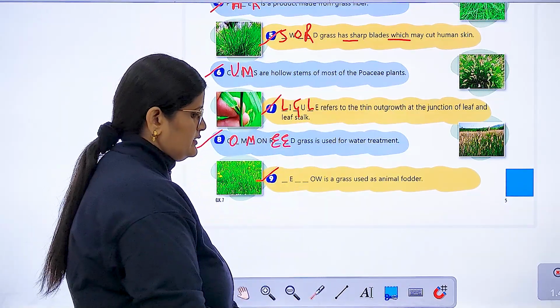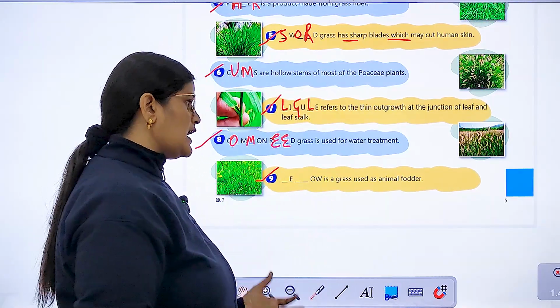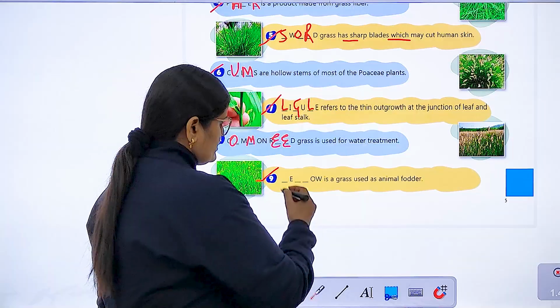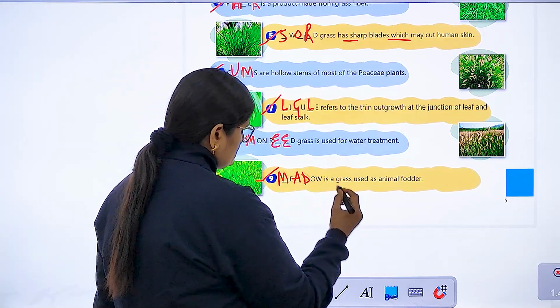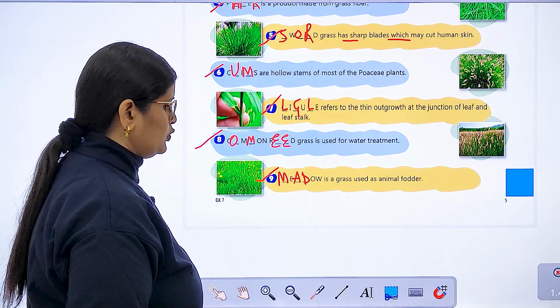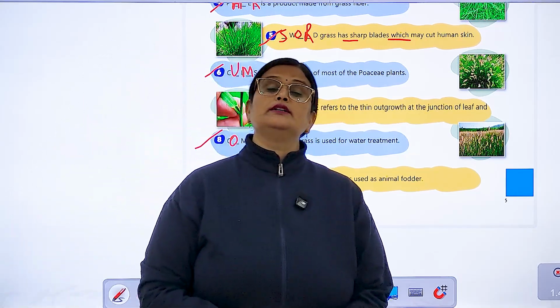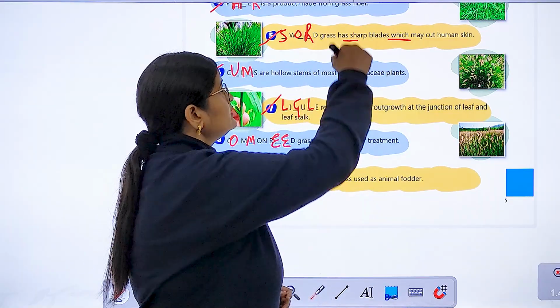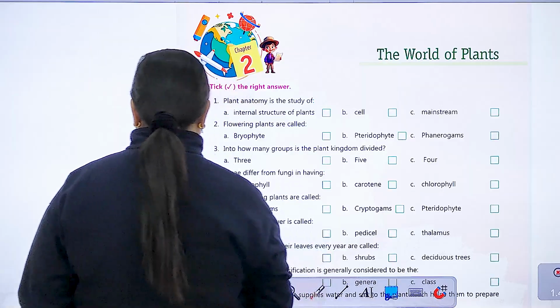Number 9, the last one is meadow. Is a grass used as animal fodder. Meadow. Okay. So dear students, this chapter is done. Now let's begin the next chapter. Chapter number 2, the world of plants.